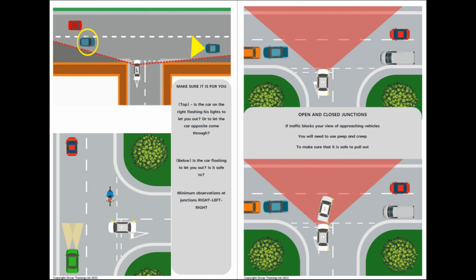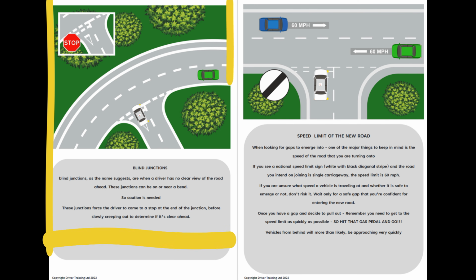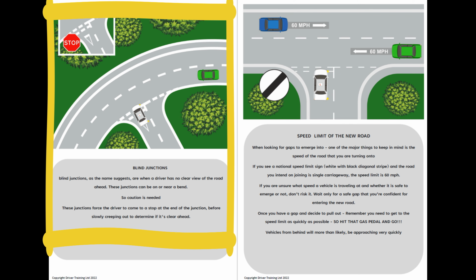In our picture on the left, we've got a junction that's on a blind bend or a really sharp bend. It may even be a stop junction. Again, the key with these is perhaps getting the pupil to wind their window down so that they could hear it if anything was coming, but just making sure it was safe before deciding to pull out.